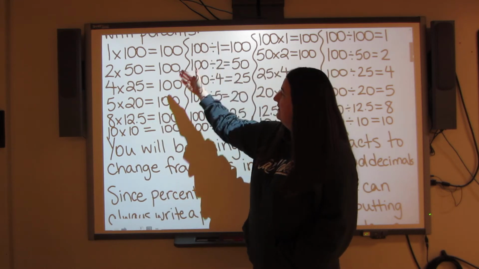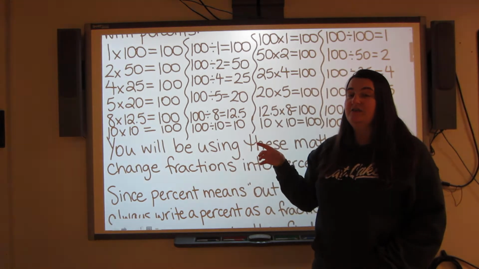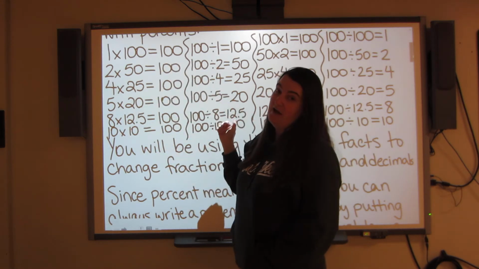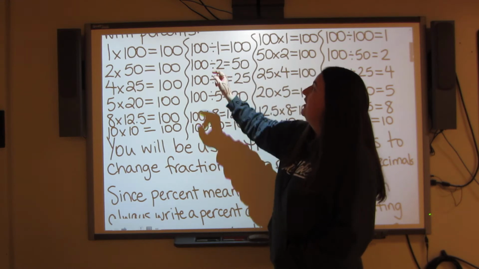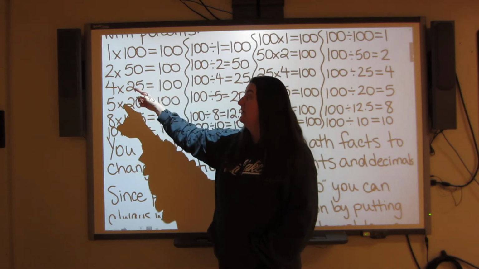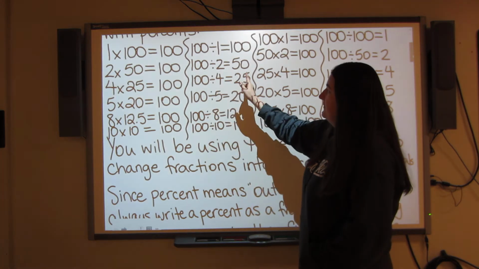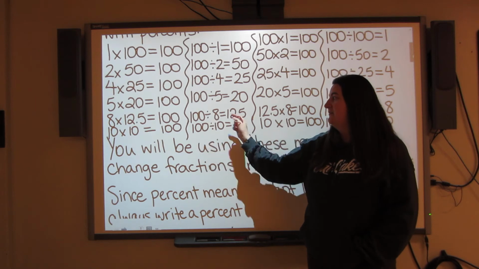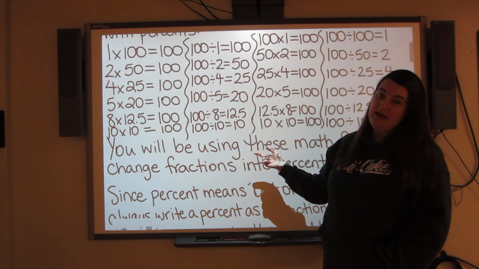And then these are the corresponding division facts. Remember that multiplication and division are opposite operations. So if 1 times 100 is 100, then 100 divided by 1 is 100. 100 divided by 2 is 50, corresponding to our multiplication of 2 times 50 is 100. 100 divided by 4 is 25. 100 divided by 5 is 20. 100 divided by 8 is 12.5. 100 divided by 10 is 10.